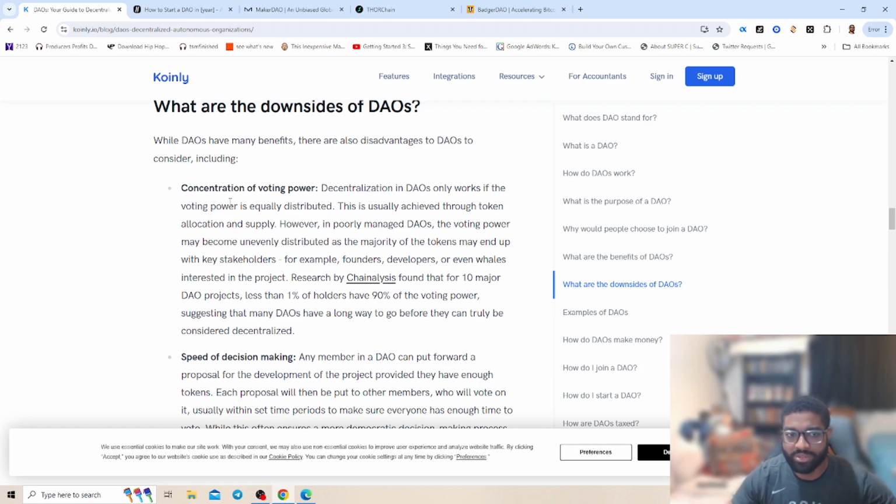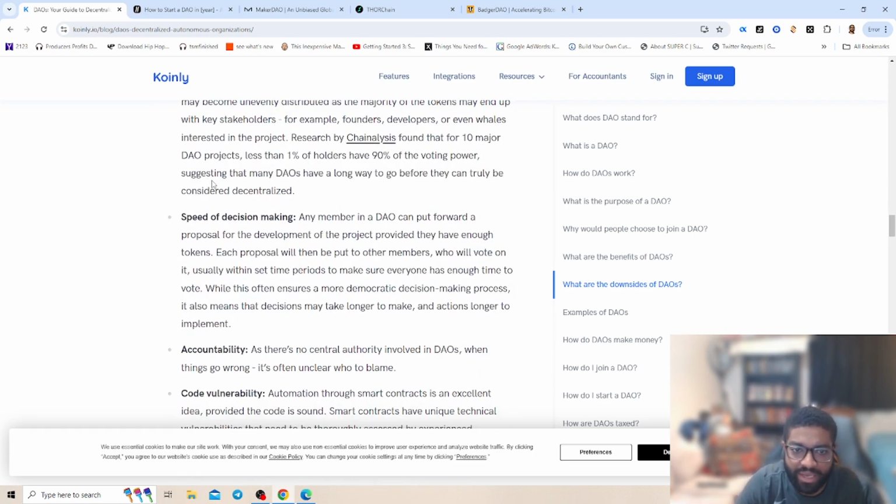A lot of those ways on concentration of voting power is going to be a lot to look at and key in terms of when you choose, if you choose, to get into a DAO. Speed of decision making: any member of a DAO can put forth a proposal for the development of a project, provided they have enough tokens. Each proposal will be put to the other members who will vote on it. While this ensures a more democratic decision-making process, it means decisions may take longer to make and actions to implement. So that's another thing that you want to consider with joining a DAO.